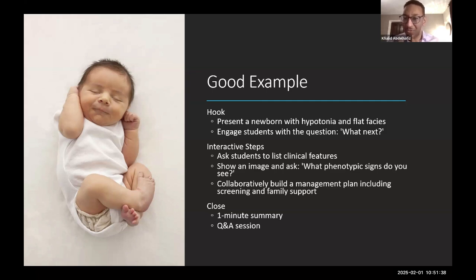Again, as I said to Faiza, the introduction is just something like a hook. What about the case that we've just seen today? Did you see the hypotonia? Did you see how hypotonic the baby was? Or have you noticed the facial features? Again, as Faiza did, it's just something to start the conversation more than anything else. And basically interactive steps and to close at the end, as Faiza did.